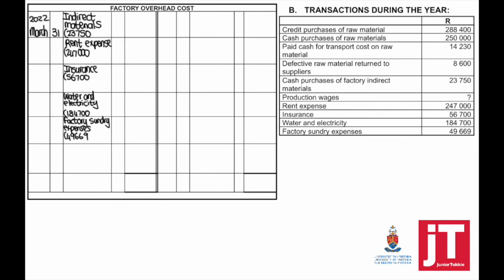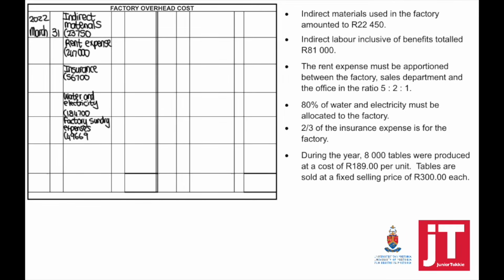Then we need to look at the additional information. It says there that indirect materials used in the factory amounted to 22,450. So here they told you what was your total expense on factory overhead cost for indirect materials. So this will be my final amount. If I take what we've used and I subtract it from what we've purchased, that 1,300 is left over. That will go to the indirect materials stock account or consumables on hand. That was not required here.